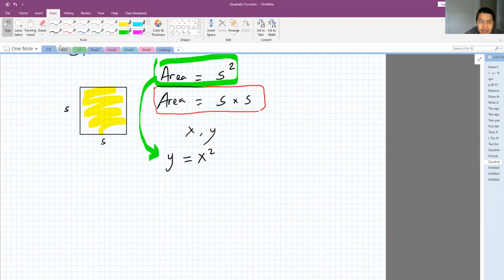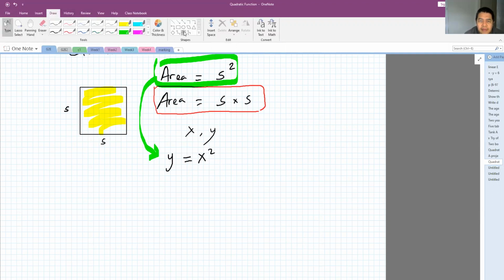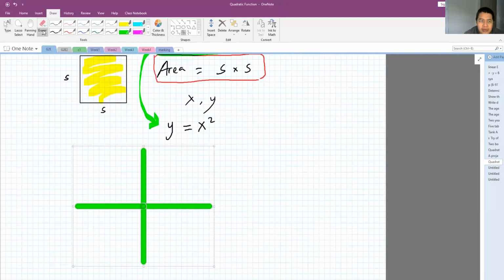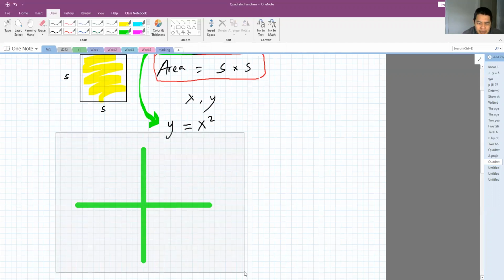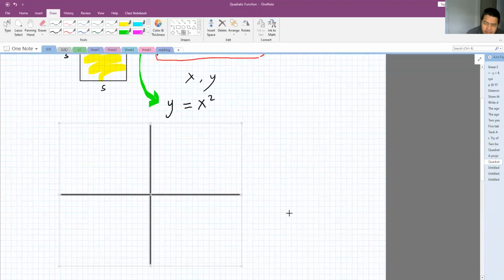So now when you want to see the graph of this y equals x squared, or the area equals s squared, you can plot them on the Cartesian diagram. Basically it's just a diagram that has two axes. The horizontal axis we call the x-axis, and the vertical axis we call the y-axis.